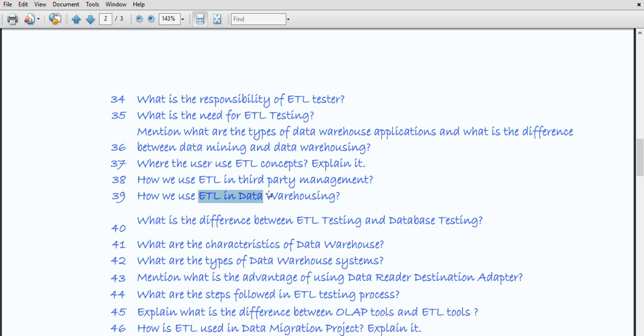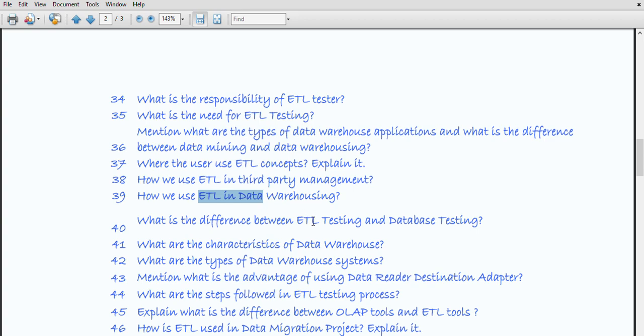Then how do we use ETL in data warehousing? The user fetches the historical data as well as the current or recent data for developing a data warehouse. So data in a data warehouse is the combination of historical data as well as transactional data. The data sources of the data warehouse might be different, so we need to fetch the data from multiple different systems and load it into a single target system. It's called data warehousing.